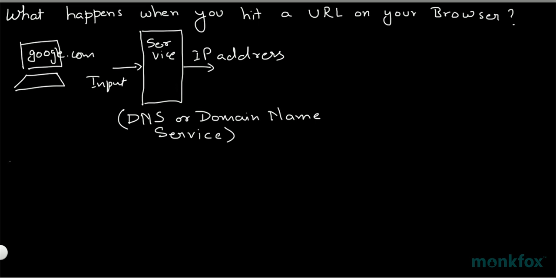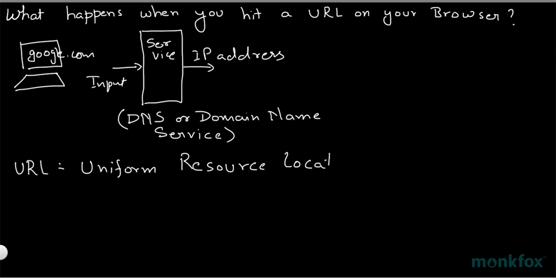displayed on your browser. So let us understand the different components of what you type in your browser, which in other words is also called the URL. So your URL, which is called the uniform resource locator. This is what you type on the browser.